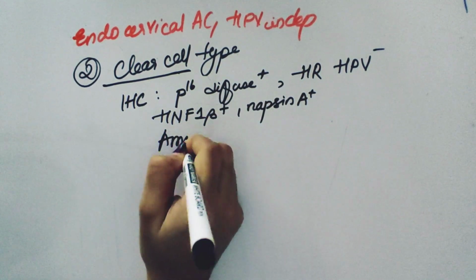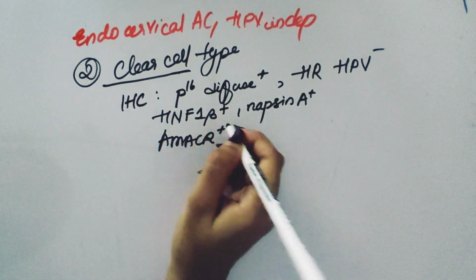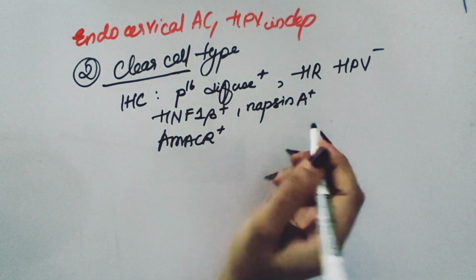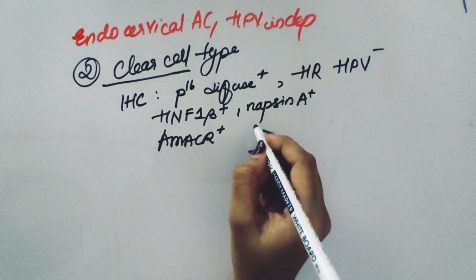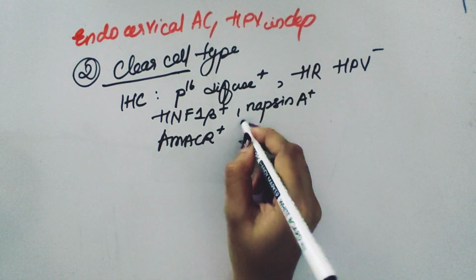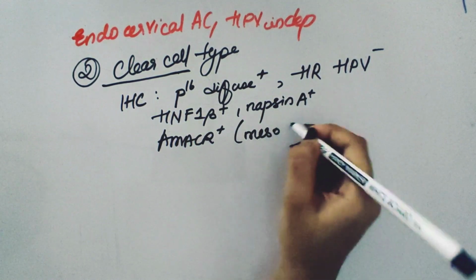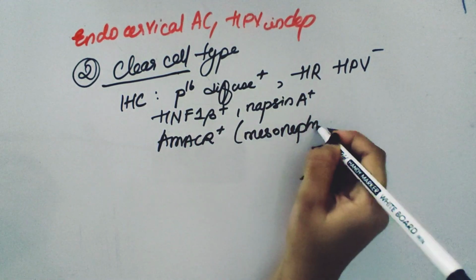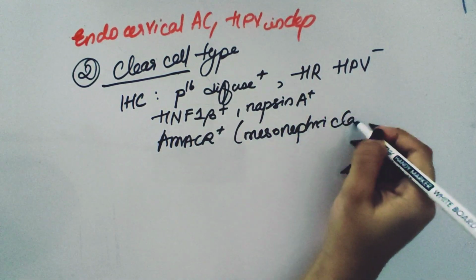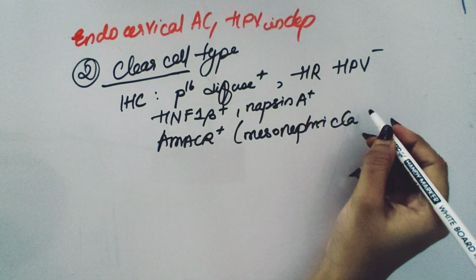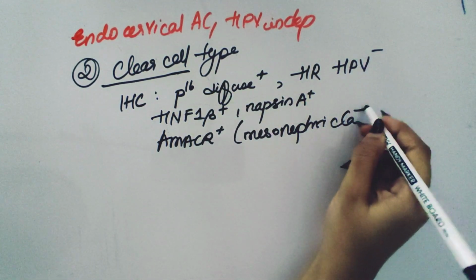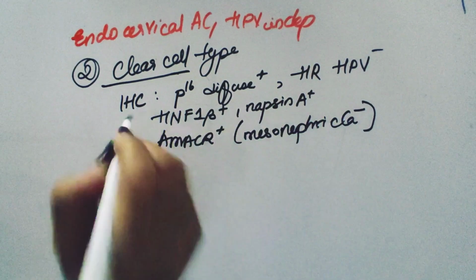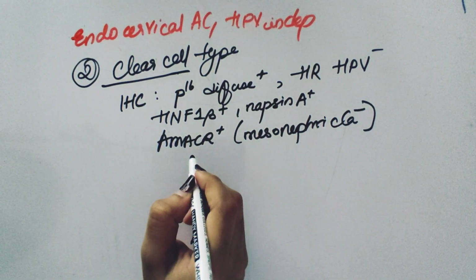You can get AMACR positive. Now so much of positivities I am not telling, this is more than enough, because here AMACR positive, why I said, because there is mesonephric carcinoma, which I said, which is again an HPV independent carcinoma, in which it is negative, but here in clear cell it is positive.